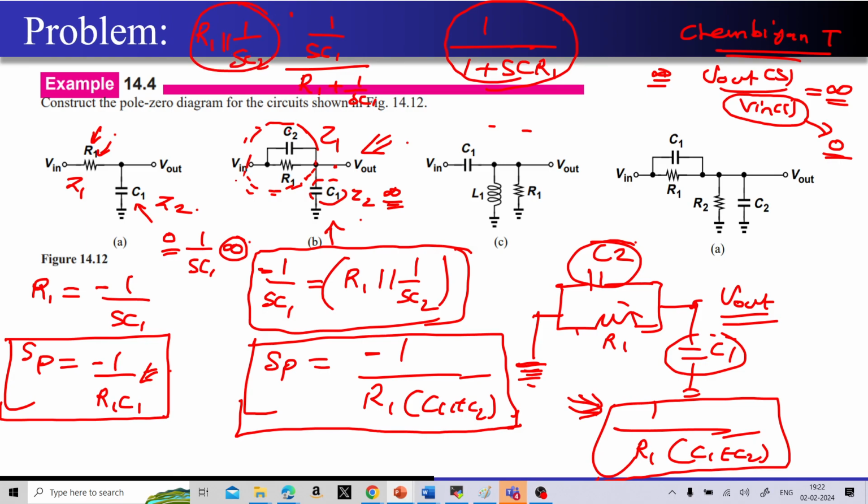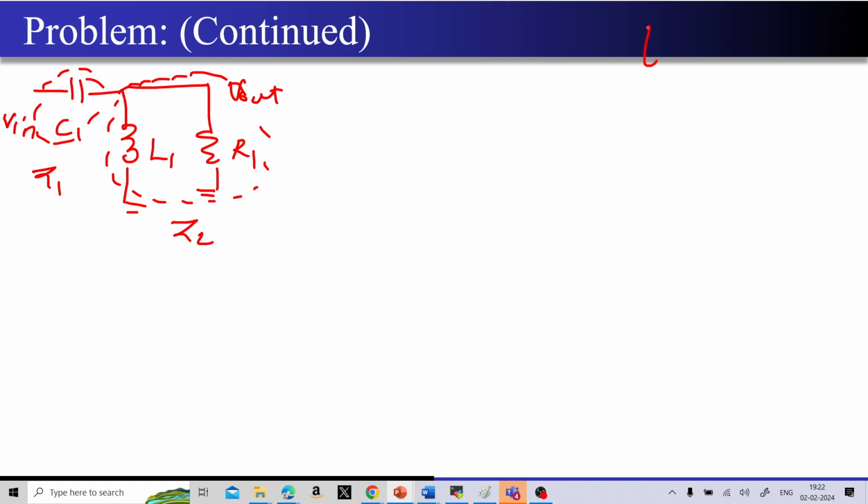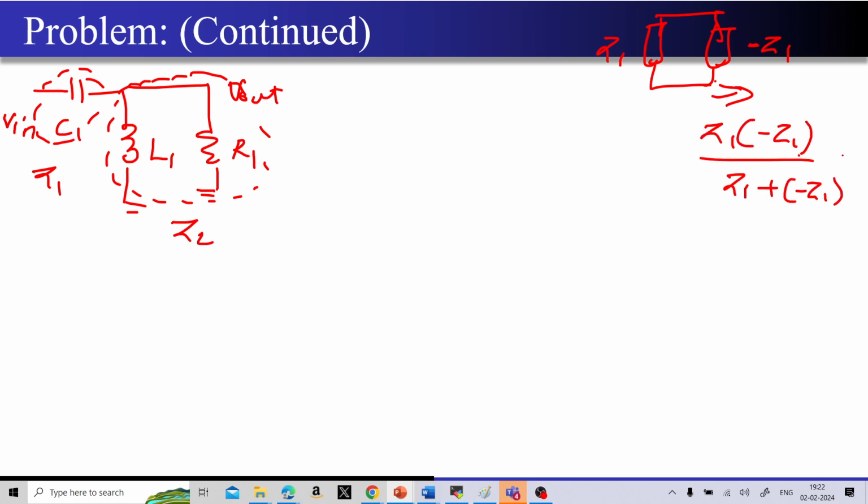So now when can this become infinity? If you have Z1 and minus Z1 that are in parallel with each other, what will be the net impedance? Z1 into minus Z1 upon Z1 plus minus Z1. So what you can see over here, if I have impedances which are negative of each other and they are in parallel combination, then the net impedance just reduces to a value of infinity. So basically it becomes open circuit.